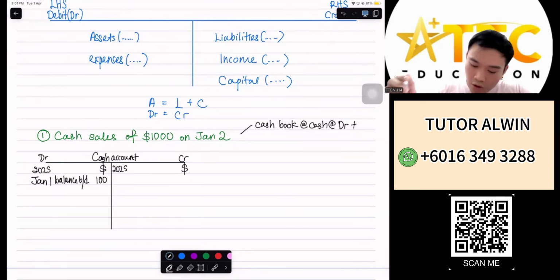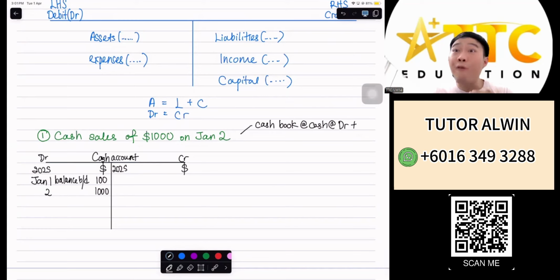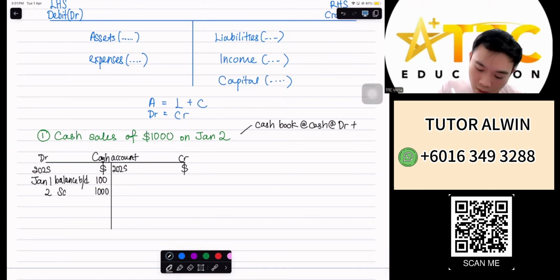Okay, so cash sales means we make money. So cash increases. On January 2, there's a cash increase of 1,000. Now, what is it for? Cash sales. So there is a sales. So we put a sales.